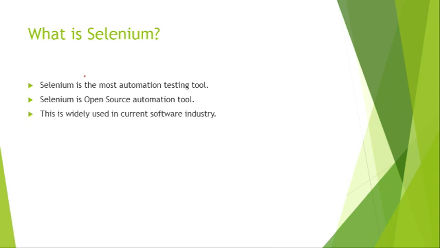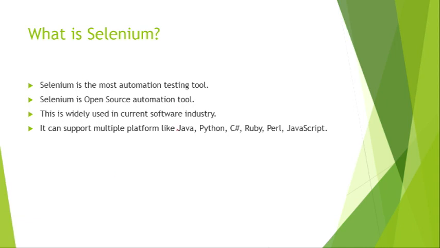Next, this is widely used in the current software industry because it is very popular, open source, and has lots of features available. It can support multiple platforms like Java, Python, C#, Ruby, Perl, JavaScript. So all these languages you can work with Selenium for automation testing.